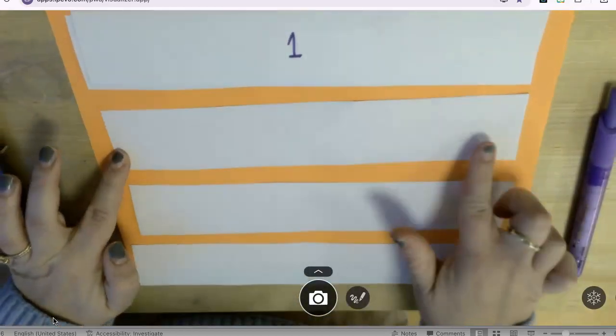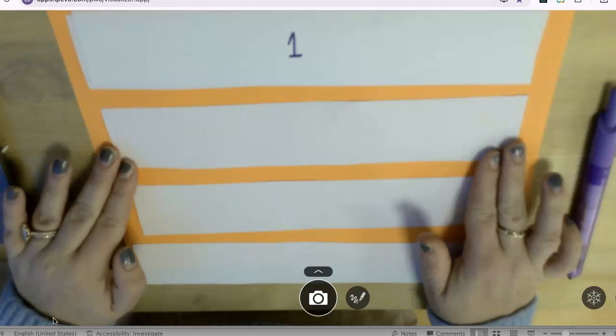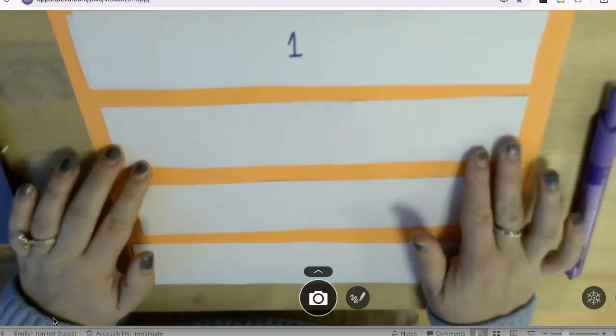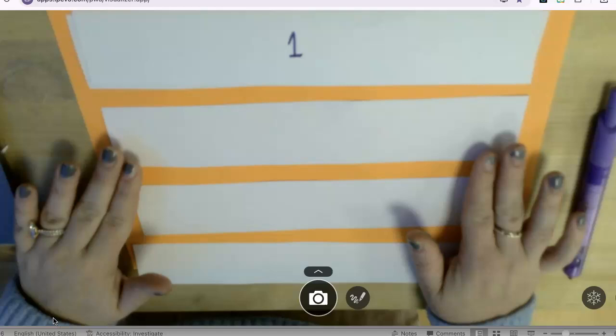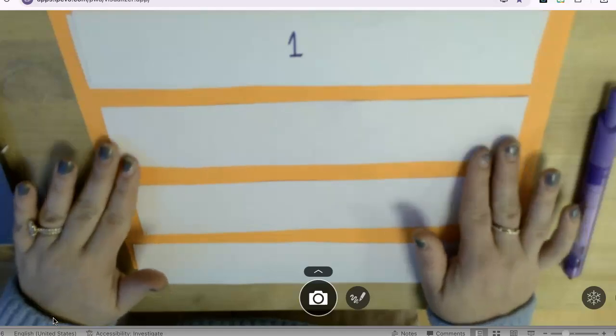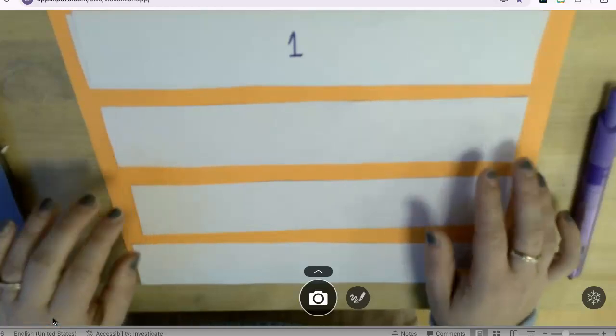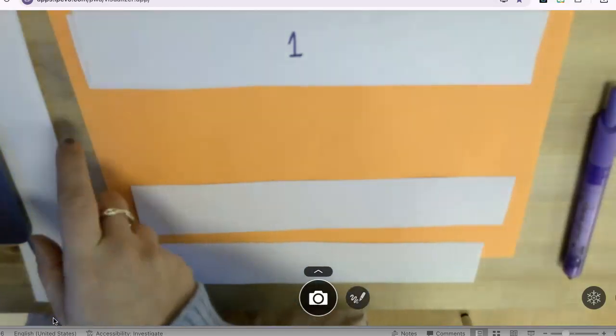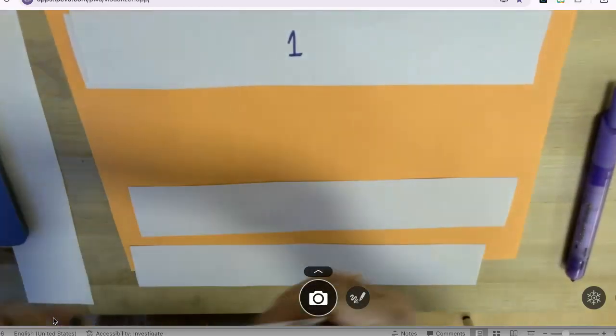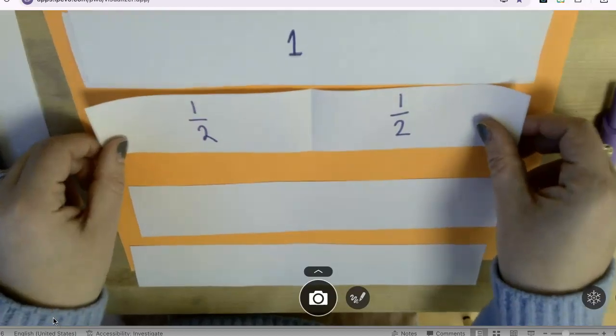Your next paper is going to be folded into halves. So pause the video right now and see if you can, on your own, fold it into halves and then label it. If you paused the video and did your work, your answer should look like this.